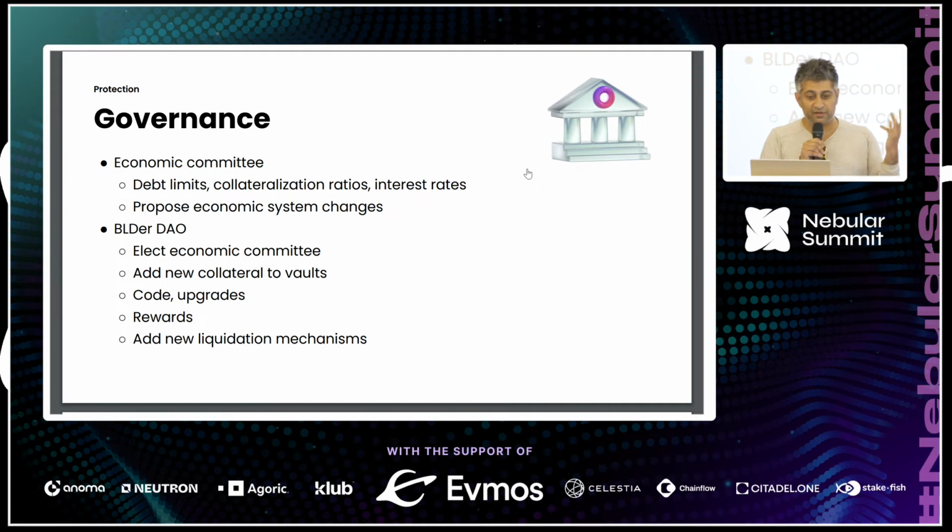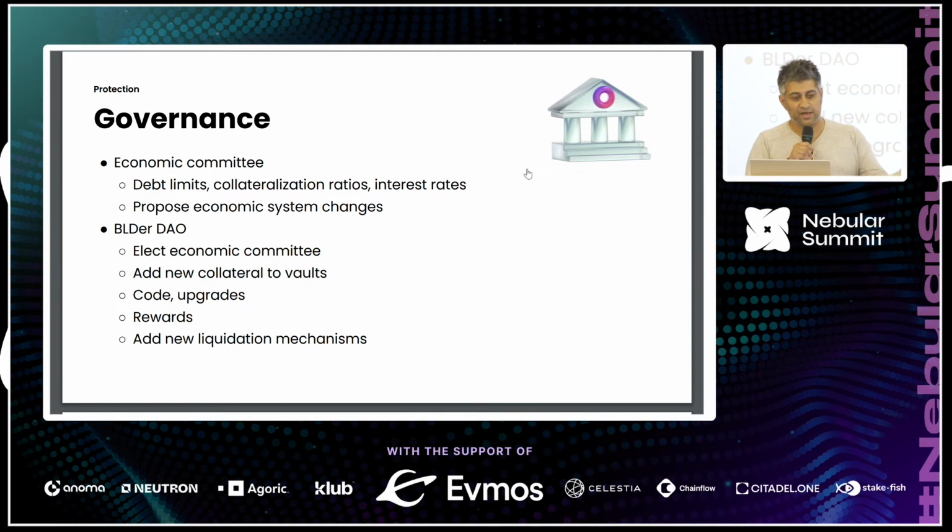And then finally, we have this two-tier governance system. There is going to be a proposal soon for members of an economic committee who are going to be involved in tweaking some of the parameters in the system. We've already announced a contract with Gauntlet to help inform this. They have direct control over things like debt limits, collateralization ratios, and interest rates. And they can also propose larger changes to the system.